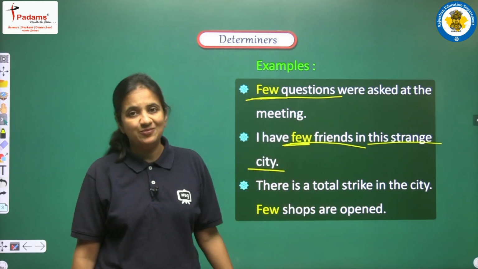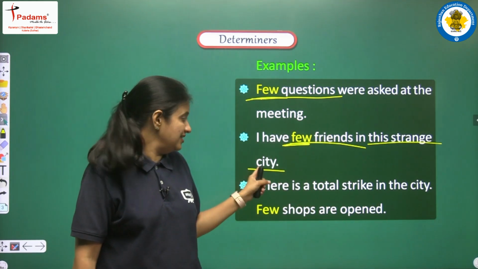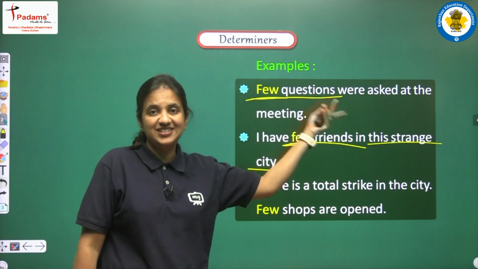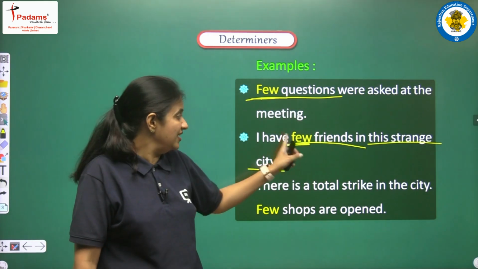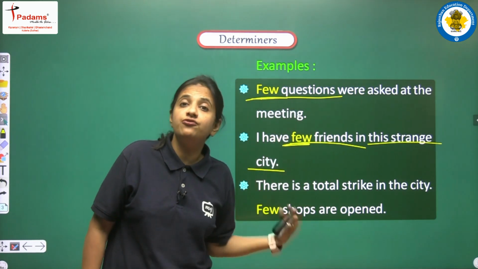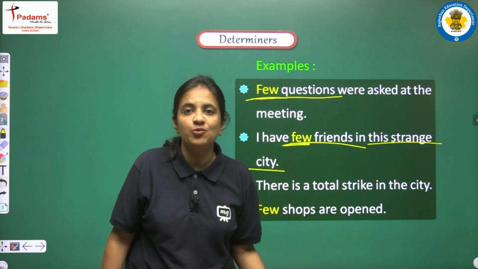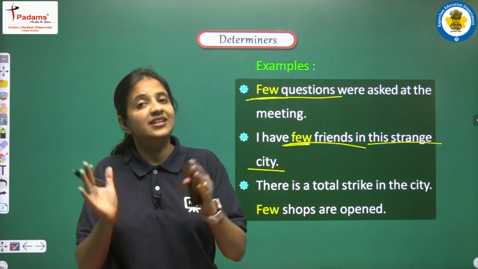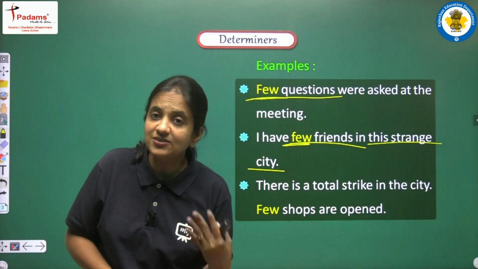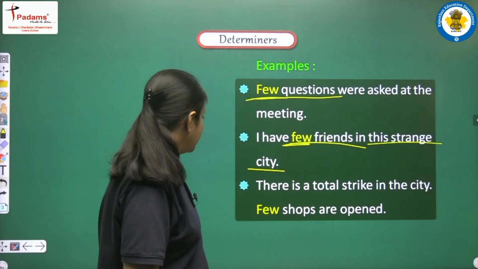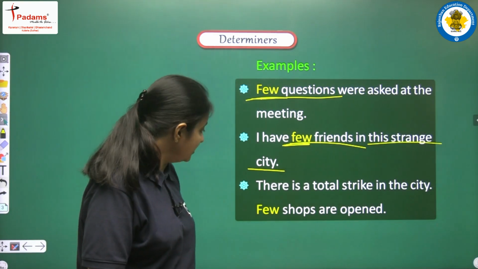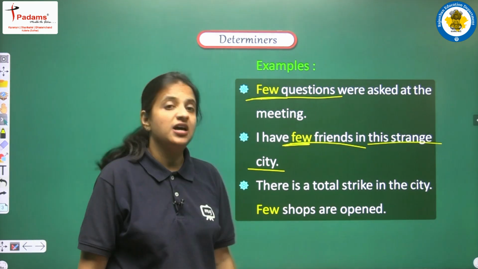So it is also very much clear that we are calling this city a very strange city, and the reason is कि इस सिटी में I have few friends, it means जो मेरे friends हैं वो बिल्कुल ना के बराबर हैं, they are having a negative sense. Clear? Next is there is a total strike in the city, few shops are open.